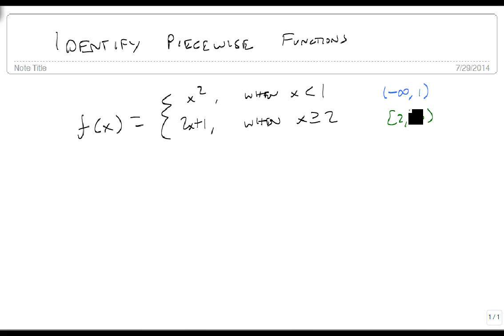One, there's no overlap. It never overlaps. A point can only belong to one rule in order for this to be a function. It can't belong to two. So we can't have any overlap.